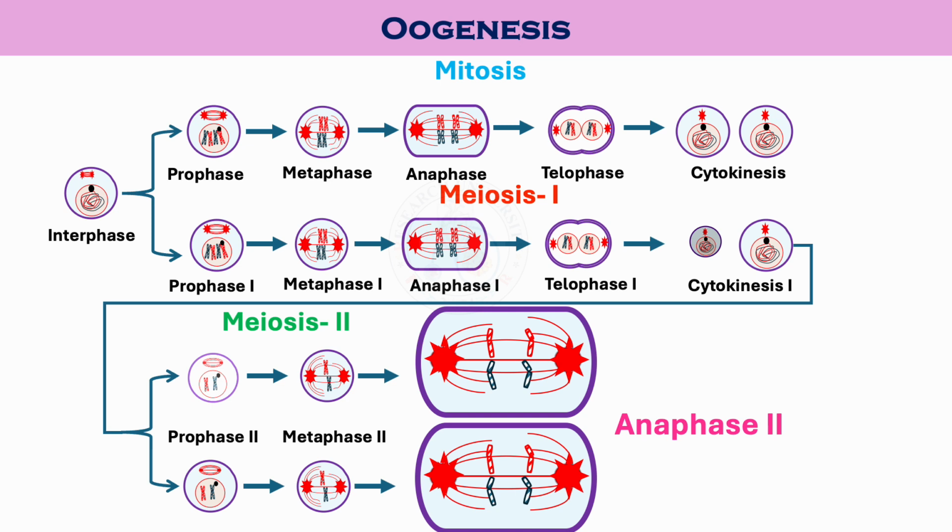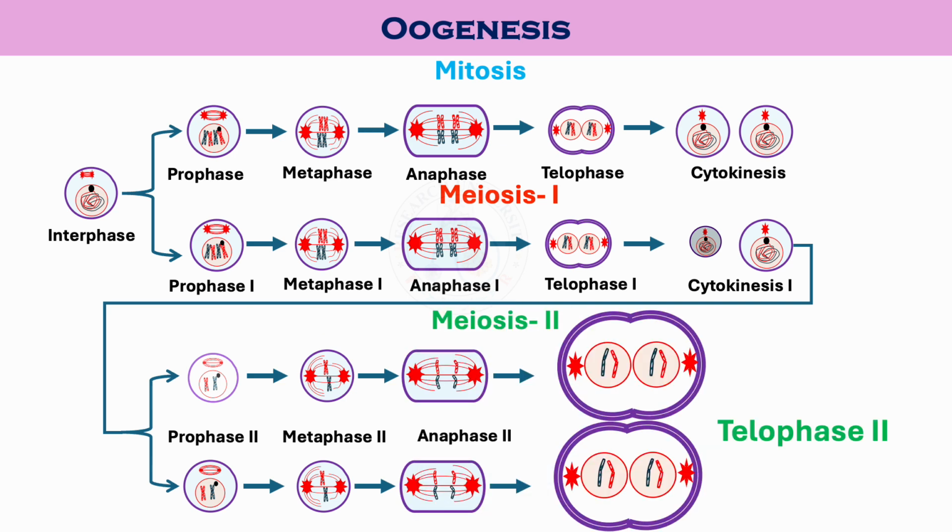Anaphase 2 begins with the separation of the sister chromatids, which are pulled towards the opposite poles of the cell by the contraction of the spindle fibers. Each sister chromatid is considered an individual chromosome once separated. Unlike in meiosis 1, there is no pairing of homologous chromosomes in meiosis 2. Only sister chromatids are separated.